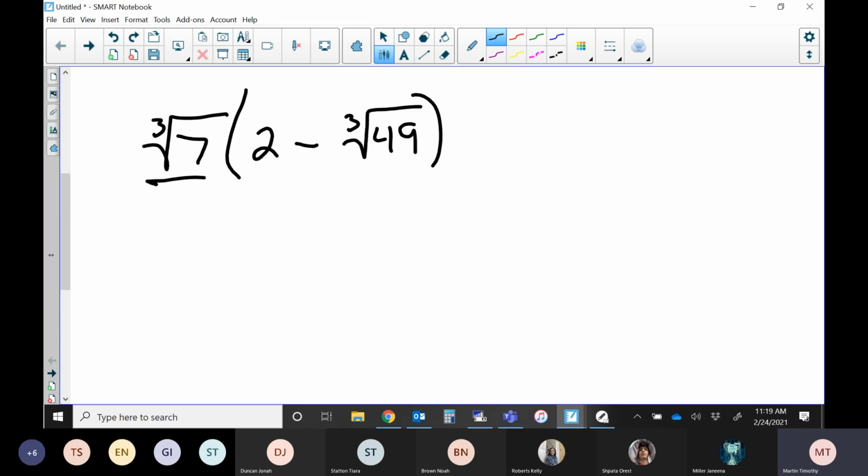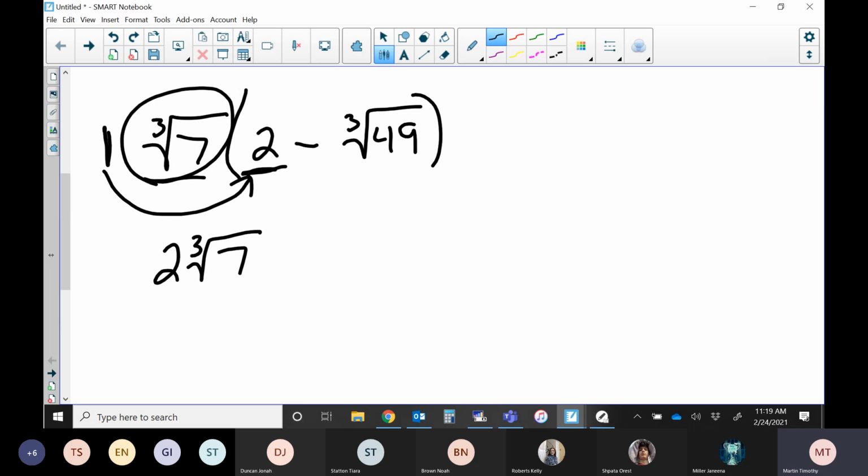When we go to times this cube root of 7 times a 2, since this 2 is not underneath the cube root, you can't really combine them any other way than just putting 2 cube roots of 7, right? The number in front is here 1. 1 times 2 is 2. And then really when you multiply it right here, all this saying is 2 times the cube root of 7. That's all that says.